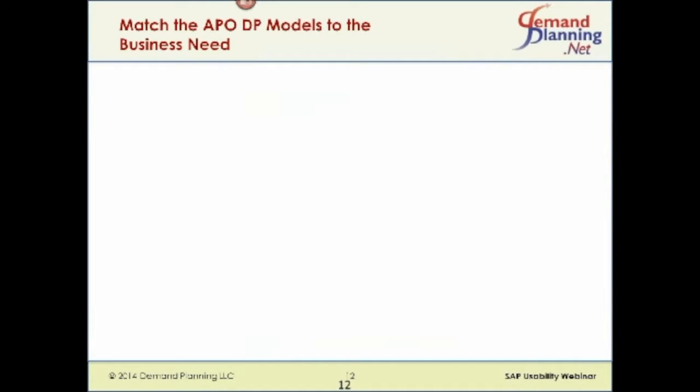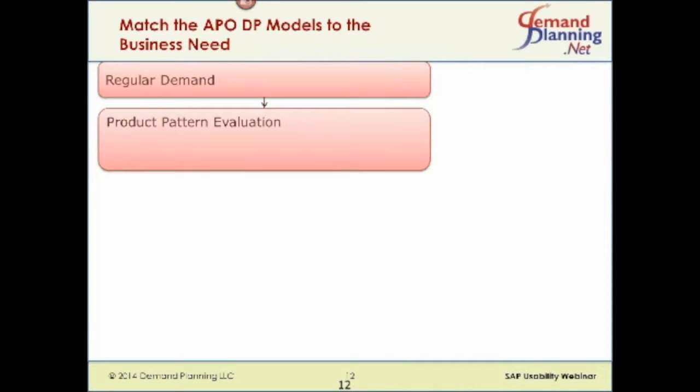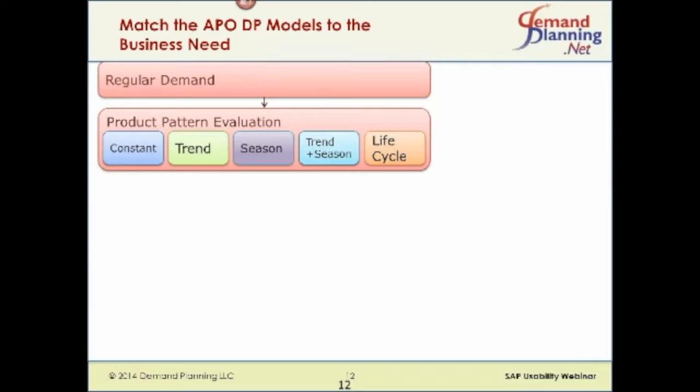Okay. So you need to develop APO models to the business need, right? Models could be based on regular demand, and this is how APO classifies it. It could be regular demand or irregular demand. When you talk about regular demand, you need to look at product patterns, and the product pattern could be either constant, trend, season, trend plus season, or life cycle, right? Life cycle is the extreme. So these are the basic components, constant, trend, and season, and the combination of these. And the last one is the life cycle planning.